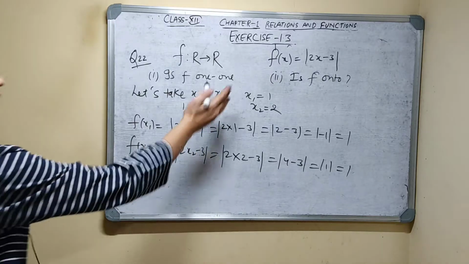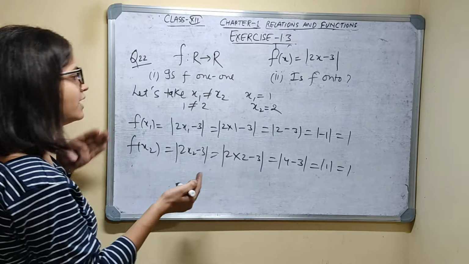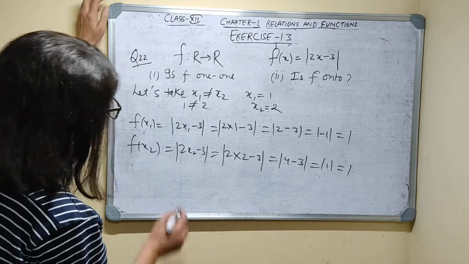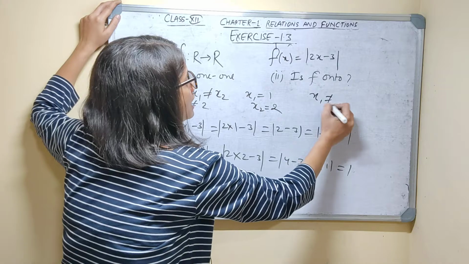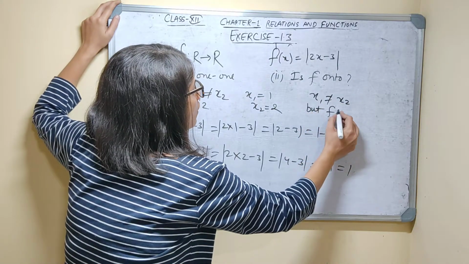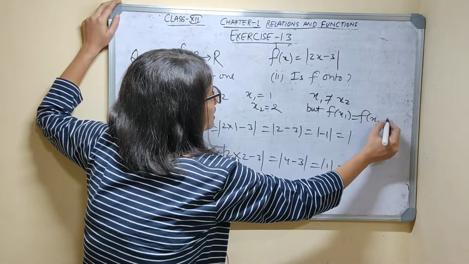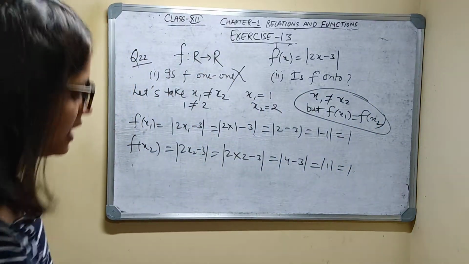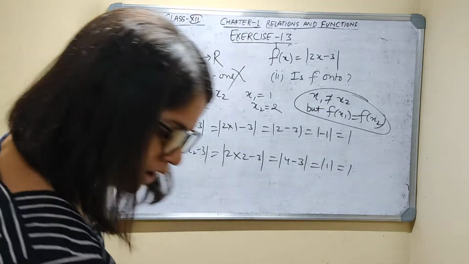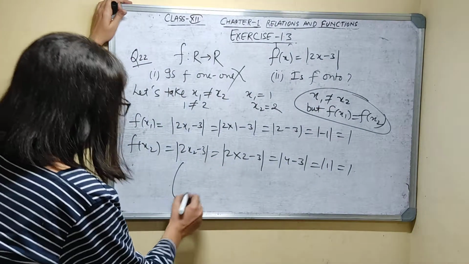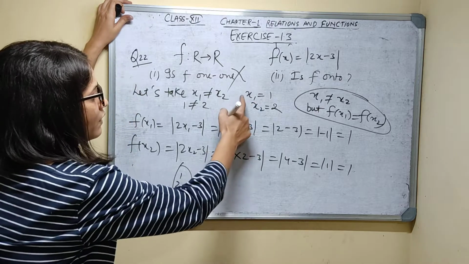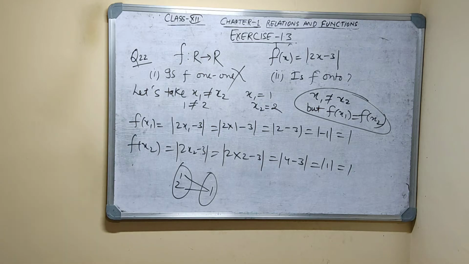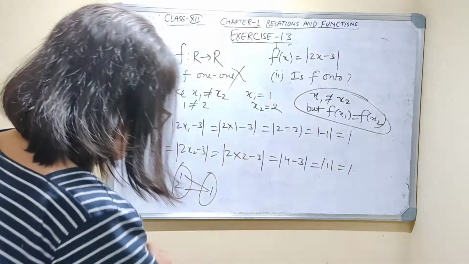So I know 1 is not equal to 2, but f of 1 is equal to f of 2 for this modulus function. So x1 is not equal to x2, but f of x1 is equal to f of x2. It is not possible for a function to be one-one, so the function is not one-one. It is a many-one function, because here elements 1 and 2 belong to only 1. It's not a one-one function.